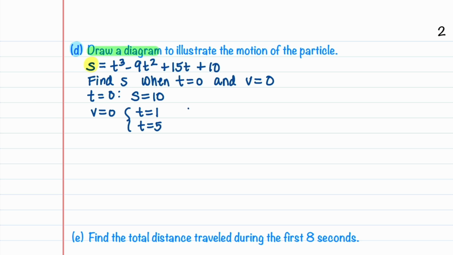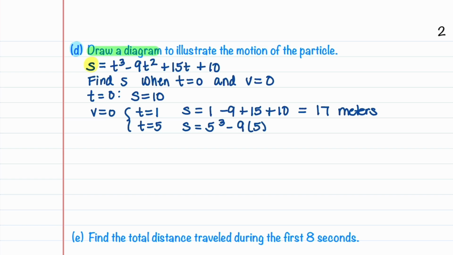When t is equal to 1, our position function is 1 minus 9 plus 15 plus 10, just plugging in for t. And this gives us 17, and we need to put units on this. Our position is in terms of meters, so I'm going to write down 17 meters. When t is 5, s is going to be 5 cubed minus 9 times 5 squared plus 15 times 5 plus 10. And when you add all of that up, you end up with a value of minus 15 meters.